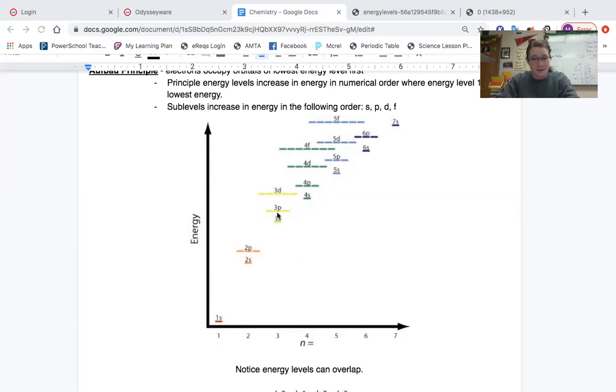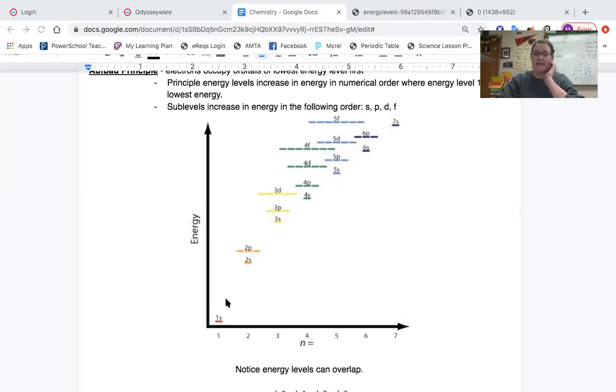And here's this little trick here. It's going to overlap with the 4th energy level. So this D sublevel is actually a little bit higher than the S. And so it's going to fill the 3S, then the 3P, and then the 4S, and then the 3D, and then 4P, 5S, 4D, 5P, 4F. Oh, sorry, I skipped 6S, 4F, 5D, 6P, 7S, 5F.